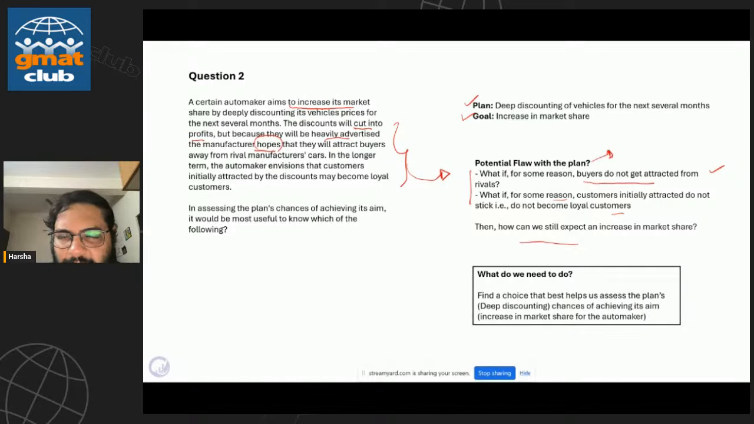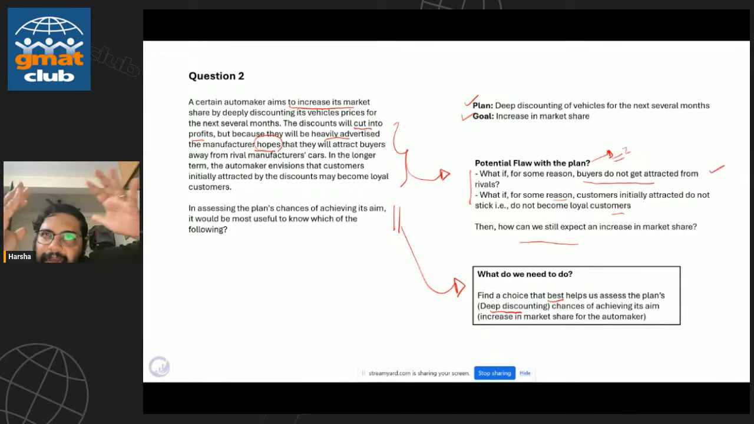This, for me, is an optional, useful step. If you can, it should flow naturally. If you've done enough on-time practice where you're not rushing to the choices, you're trying to grapple with the arguments, some of this will come naturally. Otherwise, always go to choices. You should be able to crack it. But build clarity on what you need to do. What do we need to do? We need to find that choice which, best among the choices, should best help us assess the plan's chances of achieving its aim. And again, when you're reading this to yourself, what is the plan? Deep discounting. What is the aim? Increase in market share. Let that be crystal clear, framed in your head.